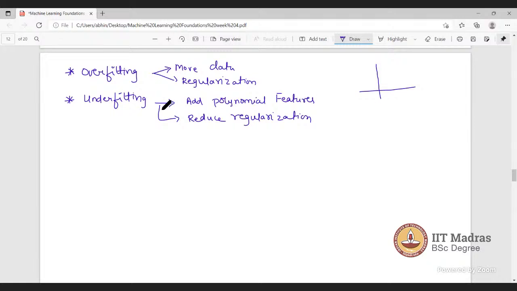For underfitting, our model does not behave well in training as well as testing. For both, the losses are high. Such a case is called underfitting. For underfitting, there are two ways to deal with it: either add polynomial features or reduce regularization. So any doubt in this?